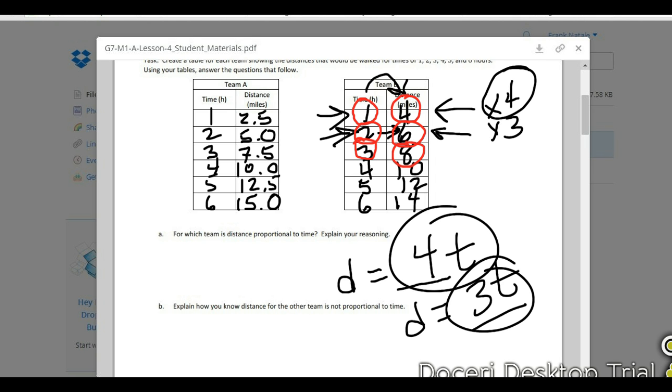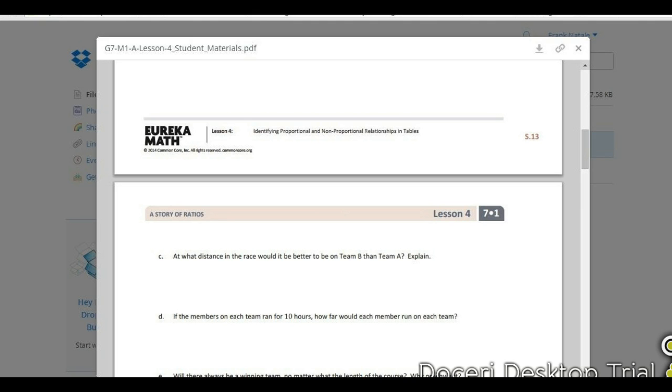But then we see at 10 miles, if the race were 10 miles, they would tie at 4 hours each, okay? But for all those other races here, a 4-mile race, 6-mile race, and an 8-mile race, B would win. So those would be better for B.